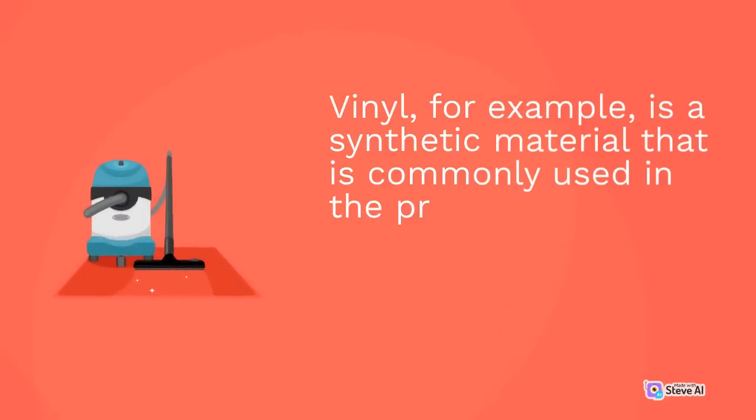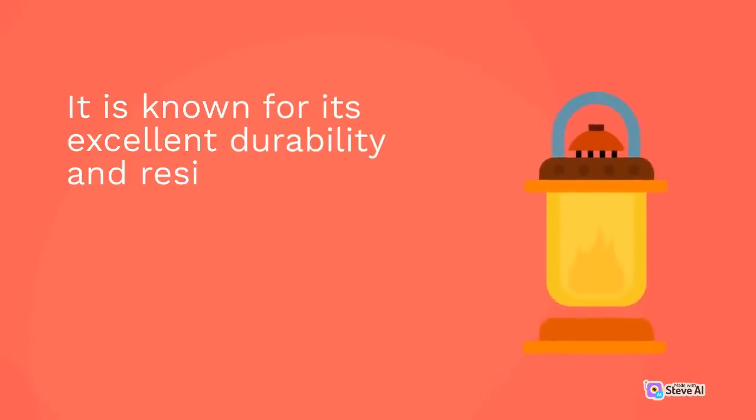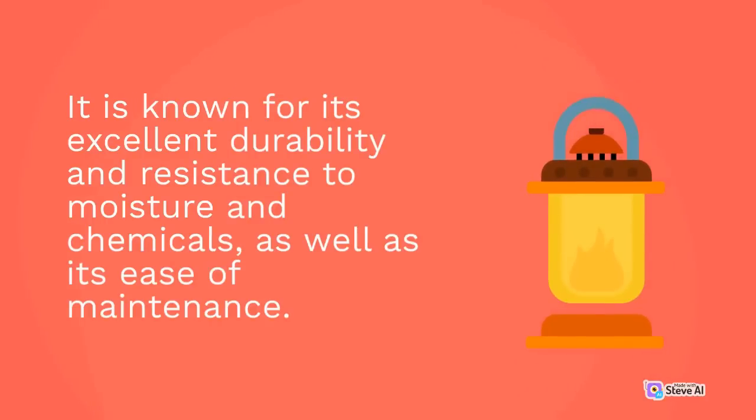Vinyl, for example, is a synthetic material that is commonly used in the production of wall coverings, flooring, and upholstery. It is known for its excellent durability and resistance to moisture and chemicals, as well as its ease of maintenance.